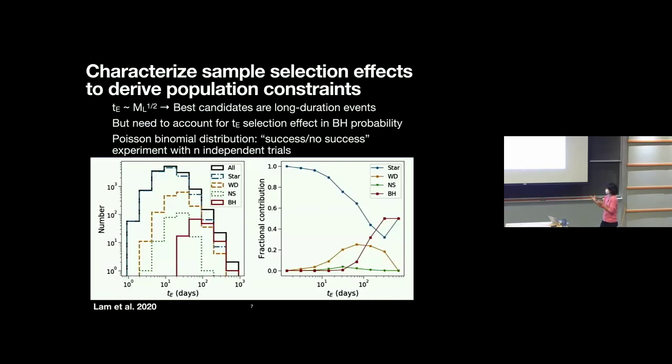From the simulation, the input is 2 times 10^8 black holes. We can use a Poisson binomial distribution, which is like a success or no success distribution experiment with n independent trials. We have 5 independent trials because we had 5 objects. We can determine the probability that we should have detected success or no success based on our simulation, the selection effect being the time scale. And then the result we're going to compare to is how many black holes we detected.